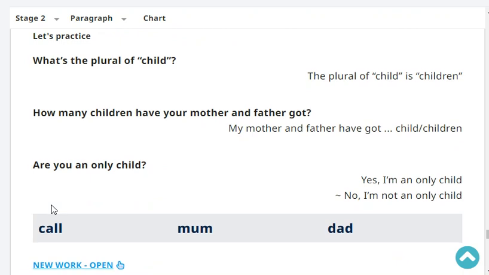How many children have your mother and father got? My mother and father have got two children. Very good. Are you an only child? Yes or no? No, I'm not an only child. Very good.